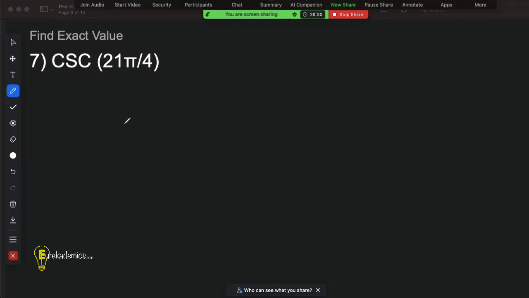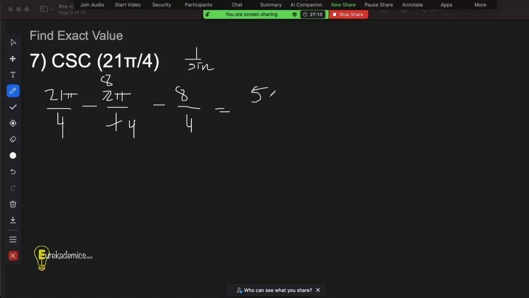All right, to find the exact value for number 7, a cosecant equation, we're going to follow the same rules, and we're going to recall that cosecant is the same thing as 1 over sine, and we'll find that on our unit circle. But I suspect there's at least one, if not two, circles I can subtract out of this quantity to get back on the unit circle. So let's do that. If I subtract out 2 pi, that's 4 pi over 4, that's 8. 21 minus 8, 13. I can subtract another one, minus 8 pi over 4. So it'll get me to 5 pi over 4.